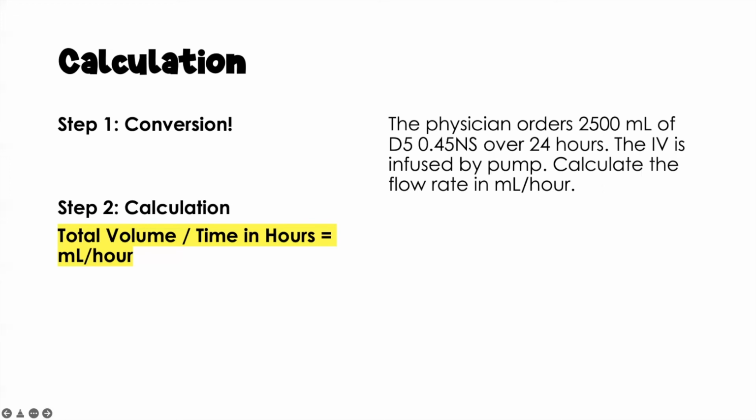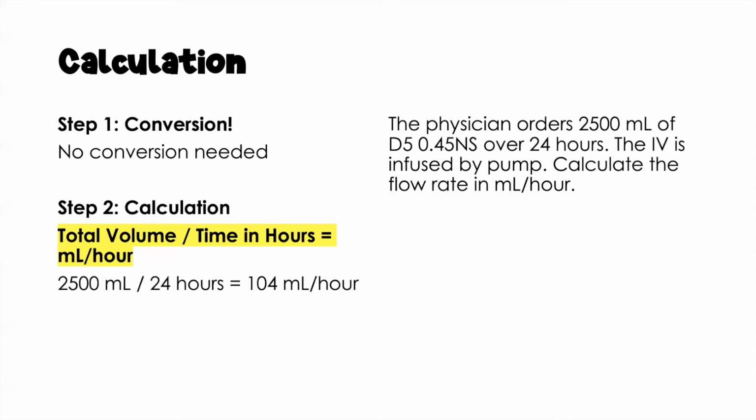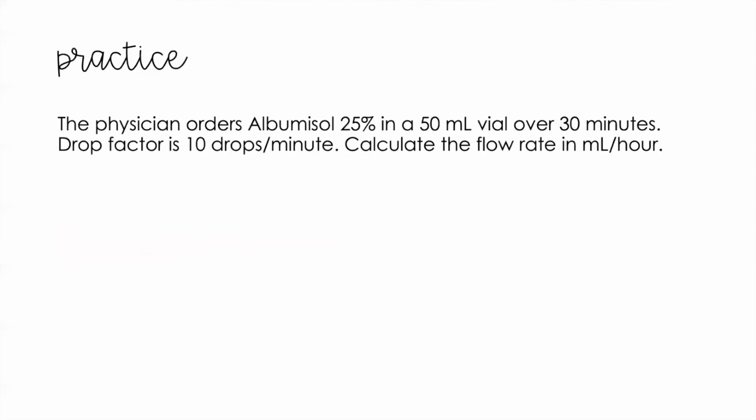In this case, it happens to be D5 0.45 normal saline. That doesn't matter though. And it's been ordered to run over 24 hours. So all we have to do is say 2,500 divided by 24. Very, very simple math. And then there is no conversion because it's ordered in hours. What we're solving for is hours. It's ordered in milliliters. What we're solving for is milliliters. 2,500 divided by 24, 104 milliliters per hour. Now remember, we said this before, milliliters per hour, always a whole number. Always, always, always a whole number. Okay, you guys try this one.